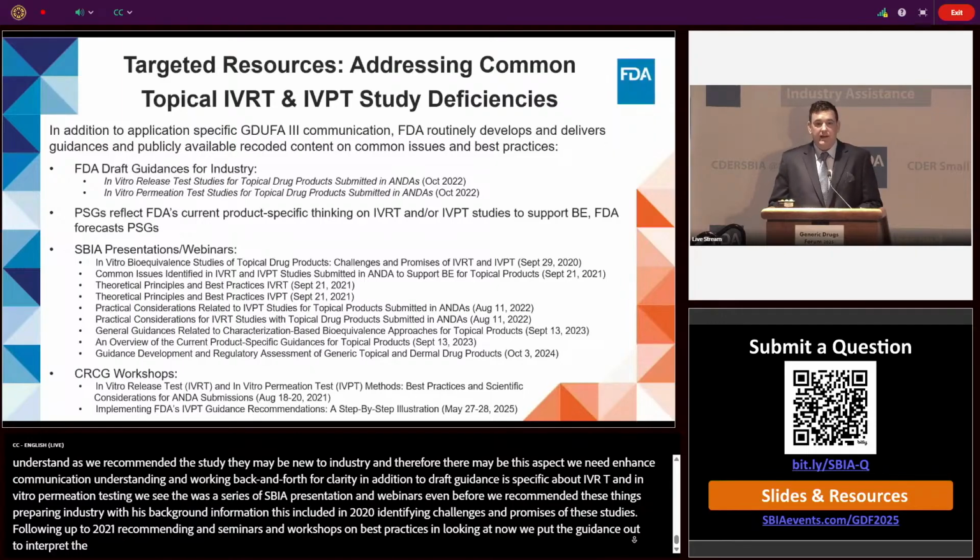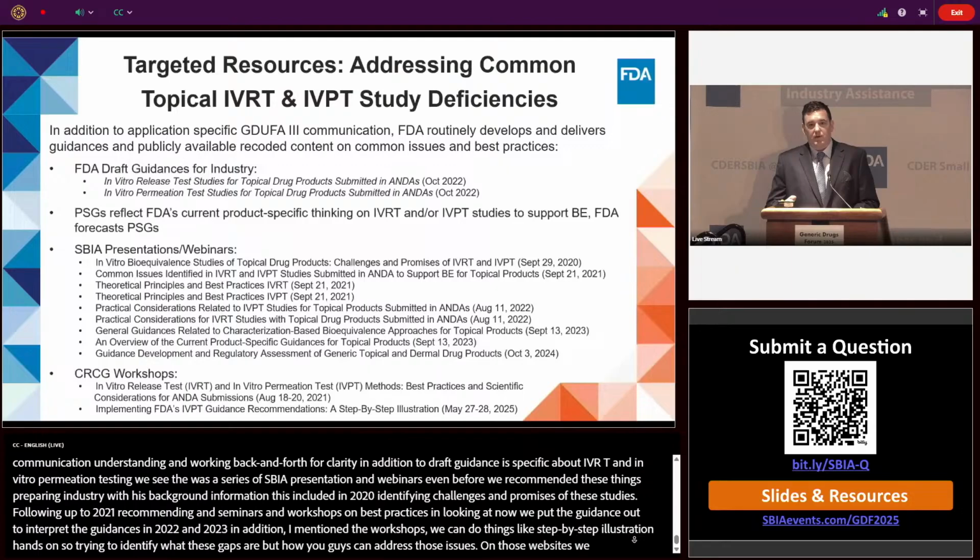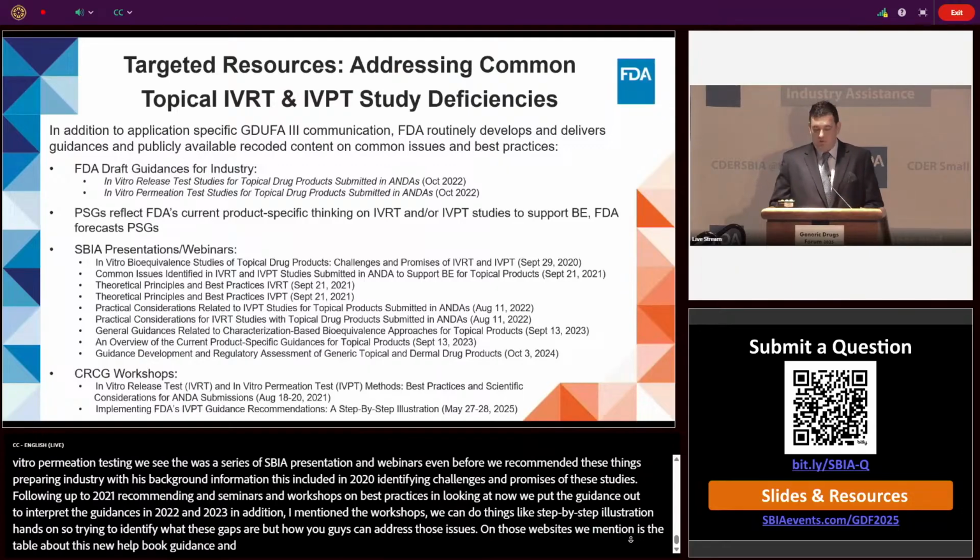In addition to that, as I mentioned, the CRCG workshops are usually 2-day or more intensive. We can actually do things like a step-by-step illustration, more hands-on. So really trying to identify what these gaps are, and not only that, but how you can potentially address those issues. So on those websites that we've mentioned, at the end of the tables about this new helpful guidance and resources, this all hopefully links back to these and gives you a bit more depth of understanding.